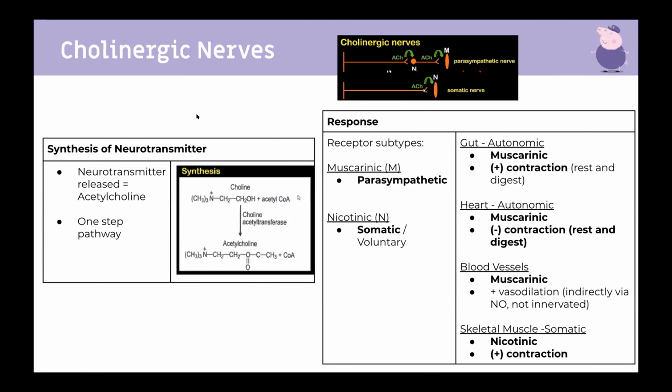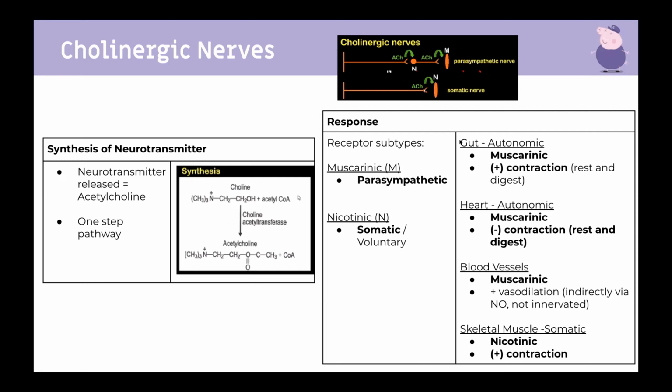Okay, so just a bit about cholinergic nerves. So this is talking about both of these, okay? So that's parasympathetic cholinergic as well as somatic cholinergic. So we have the synthesis of the neurotransmitter through choline, and then it's acted on by an enzyme, and it's a one-step pathway. You also have your response. So that's going to be acting on either muscarinic receptors or nicotinic receptors, okay, depending on which nervous system we're talking about.